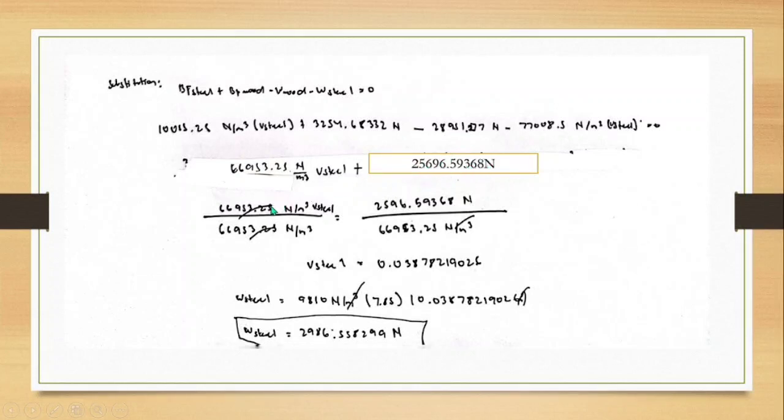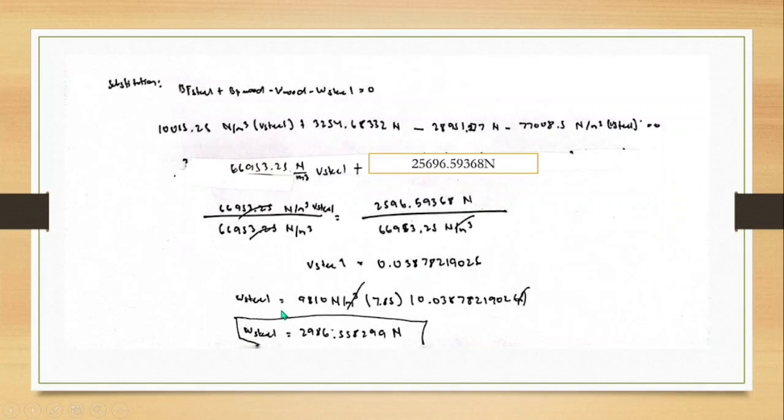So next, we write our answer here: 25696.59368 Newton over 66953.25 Newton per meter cube. We cancel the units, guys, and calculate 25696.59368 Newton over 66953.25 Newton per meter cube. The V steel we get is 0.03878219026.